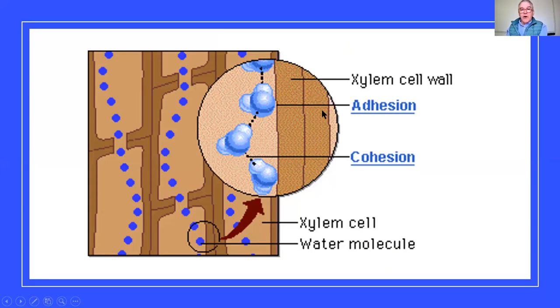A xylem cell wall in the plants that you're growing, let's say it's corn. The xylem is a central part of the stem of the corn plant. Adhesive forces, the H2O molecules attaching to the walls of the xylem. The cohesive force is the attachment and the connectivity and the attraction between the molecules. It is a force, an electromagnetic force. The xylem cell, this is an illustration of it.